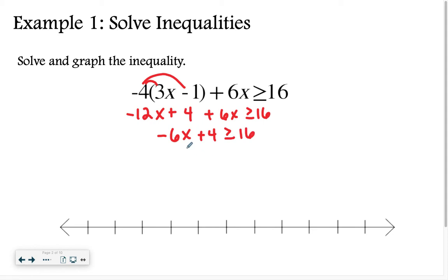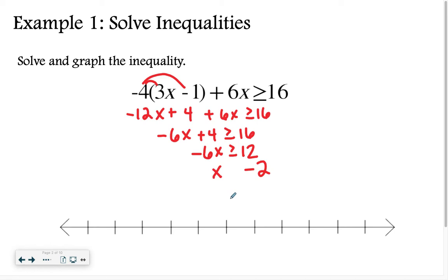Now I want to work towards getting x by itself, so that means I need to get rid of this 4. So since it's a positive 4, I'm going to subtract 4 from both sides. So I have negative 6x is greater than or equal to 16 minus 4 is 12. Then I have negative 6x is greater than or equal to 12, so I need to divide both sides by that negative 6. So I have x, and then 12 divided by negative 6 is negative 2.